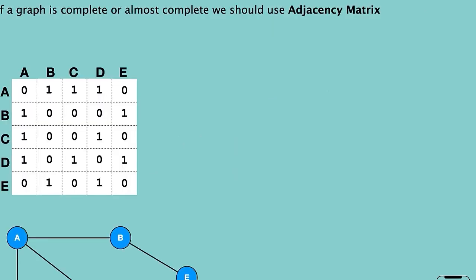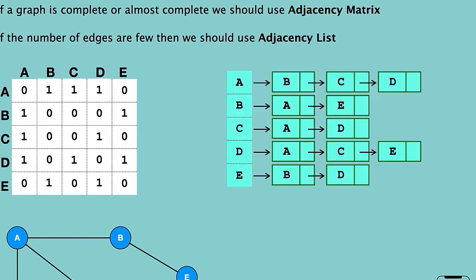So let's look at these cases very closely. If we have a complete graph, it means that we have the maximum number of edges possible in the graph. So in that case, all cells of this matrix will be filled. So we are using the 2-dimensional array very efficiently. It means in this case we can use adjacency matrix.